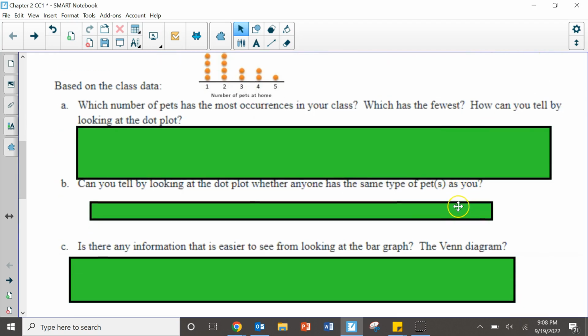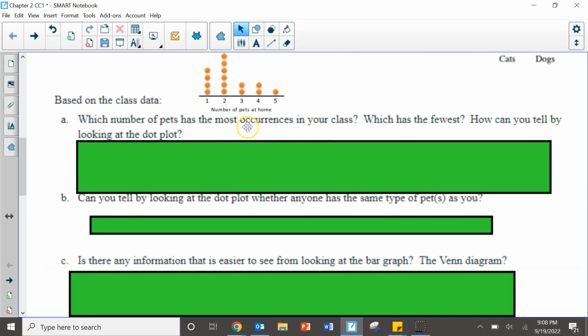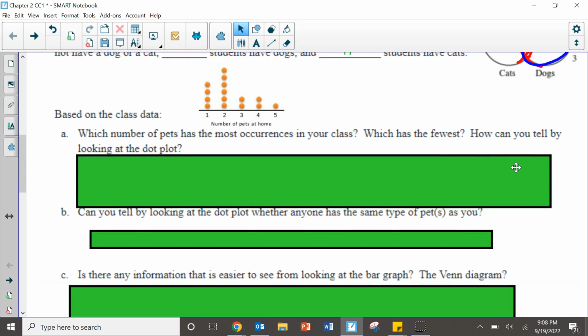Normally if I didn't have a sub, we would be creating this dot plot, but since we have circumstances, I made this one right here that we're going to read off of. It says, which number of pets has the most occurrences in your class? So go ahead and pause this video, and under A, answer the following questions. Which number of pets has the most occurrences in your class? Which has the fewest? And how can you tell by looking at the dot plot?